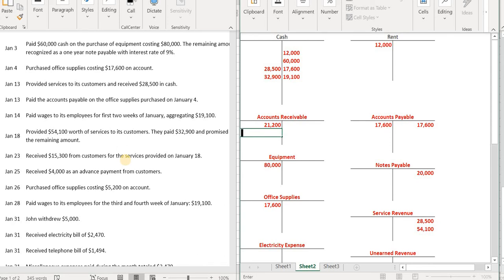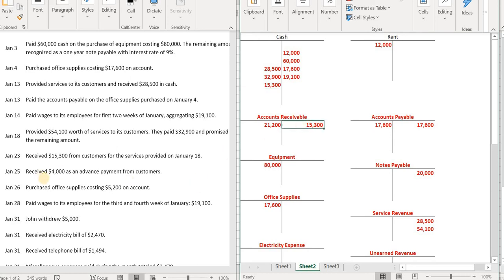Okay, here I'm going to get cash, 15,300. And oops, did it the wrong way. Put it in the wrong place, didn't I? I'm going to get cash for 15,300. And I'm going to decrease my accounts receivable by the same amount. So increase cash, decrease accounts receivable. Debit cash, credit accounts receivable.